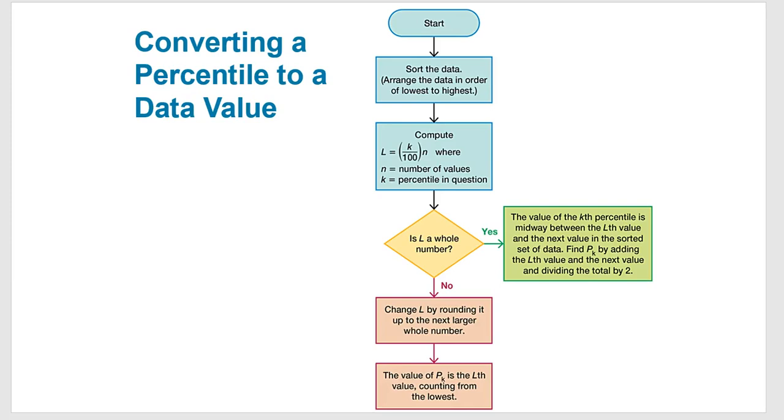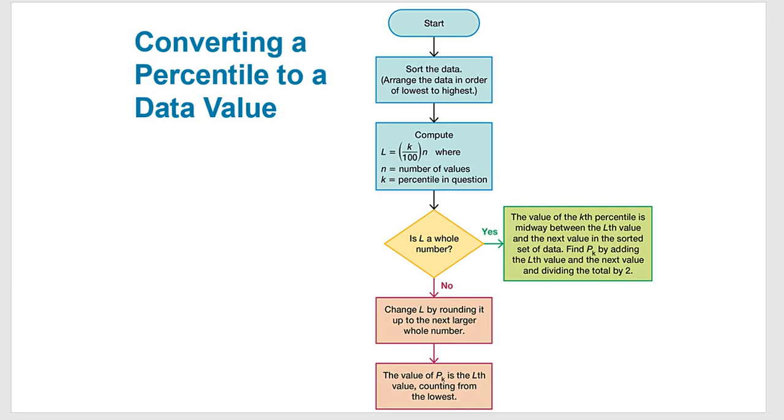flow chart that you can follow, which just says here you start, you sort your data. Obviously, you want to go from lowest to highest. You start computing. You can compute the locator. You can compute the number of values. You can compute your percentile. If your locator is a whole number, because sometimes that won't come out perfectly.